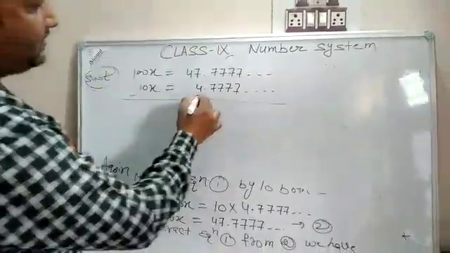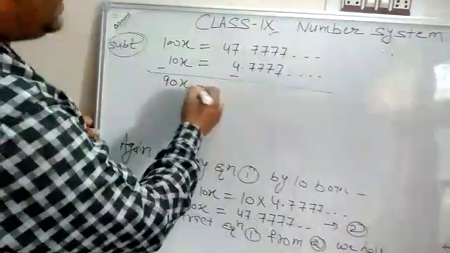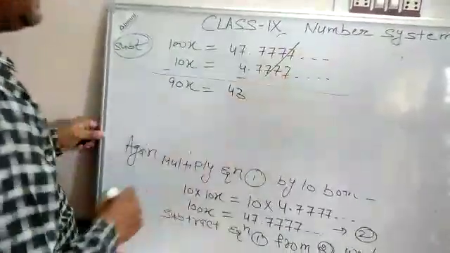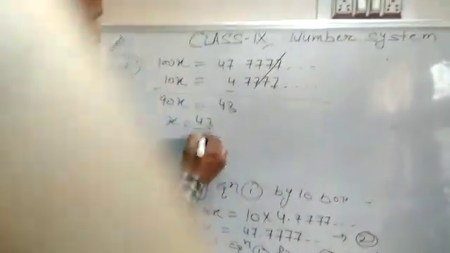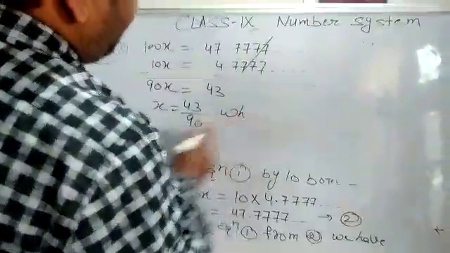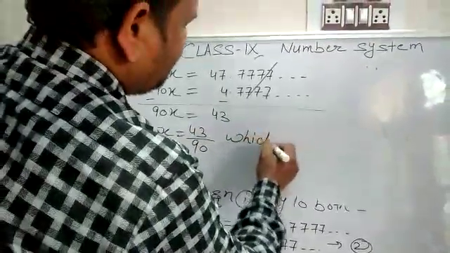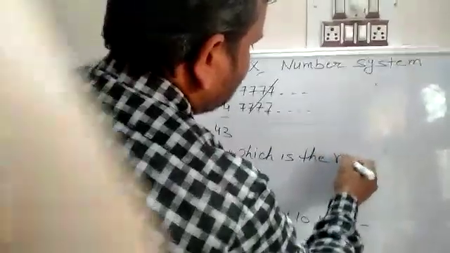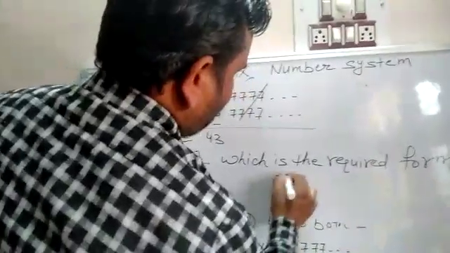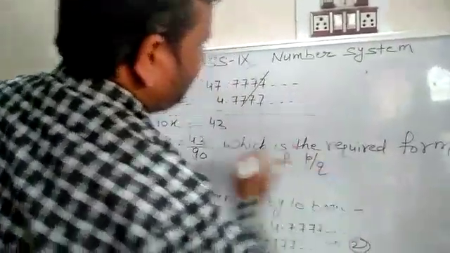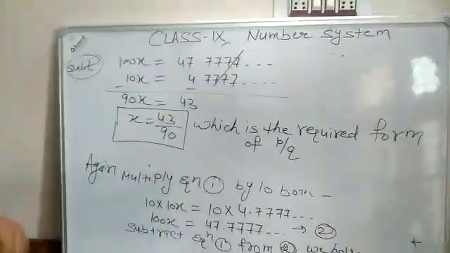On subtraction, you know your signs are changed. This is positive, positive, so negative, negative. So this is 90x is equal to 43, and these cancel each other. So x is equal to what? 43 upon 90, because 43 and 90 do not come in the same table. So which is the required form of P by Q? So this is our type 2.